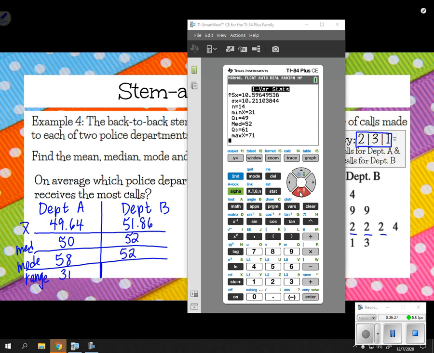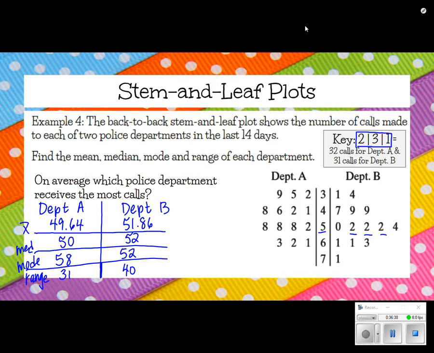And we have a range of 71 minus 31, which is 40. Okay, so let's look at what's going on here. We've got a higher mean for department B. We have a higher median for department B. Our mode for department A is higher, and our range for department B is higher.